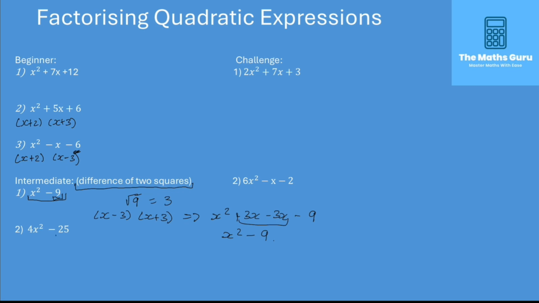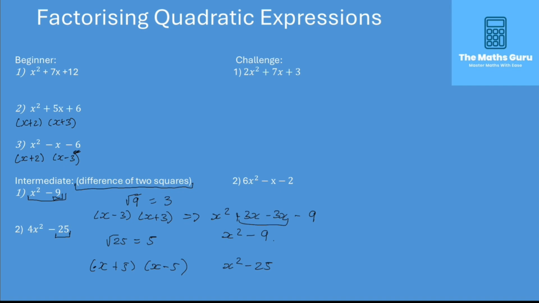Okay. Then looking at our next question, we know that root 25 is 5. So we can do x plus 5 and x minus 5. But we notice that this is only going to give us x squared minus 25, because the x's, when they're multiplied as the first multiplication that we do, it's only going to give us x squared. The coefficient of x squared is not going to be anything greater than 1.